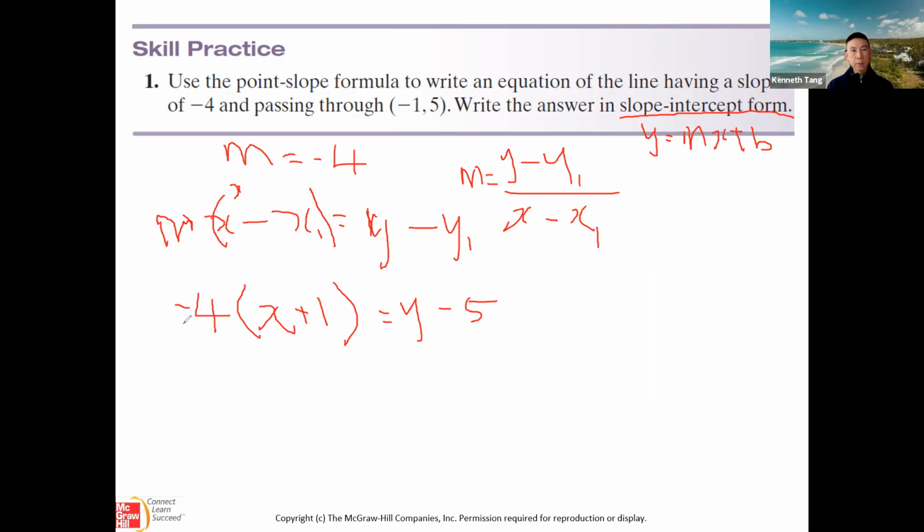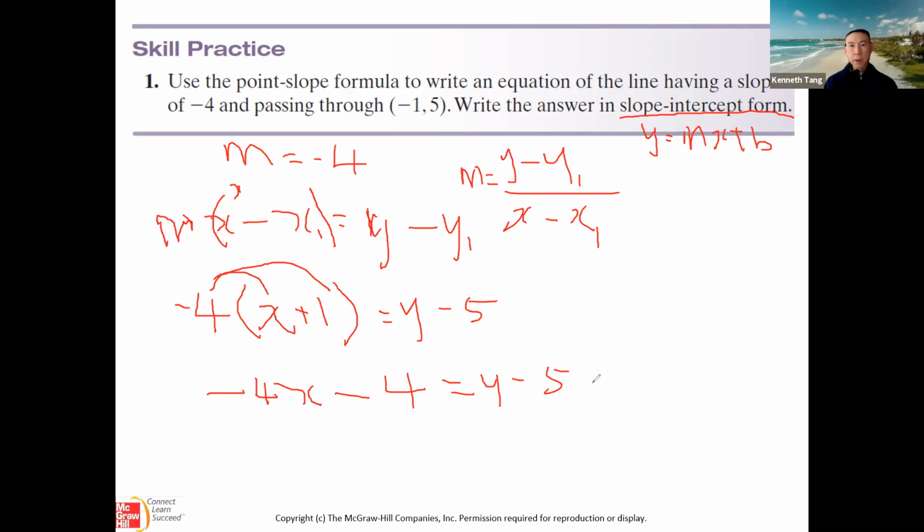Now you can distribute that slope into x and 1. So the first number you're going to get is -4x minus 4 is equal to y minus 5. So you're going to add 5 to both sides, and you're going to find out y is equal to -4x, and -4 plus 5 is going to give you plus 1. So y is equal to -4x plus 1.